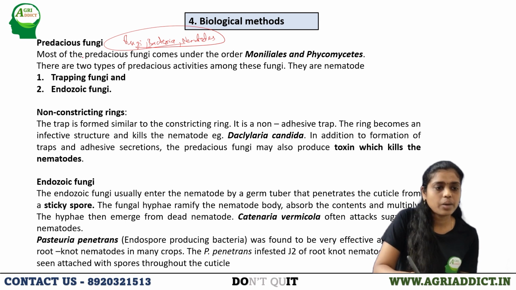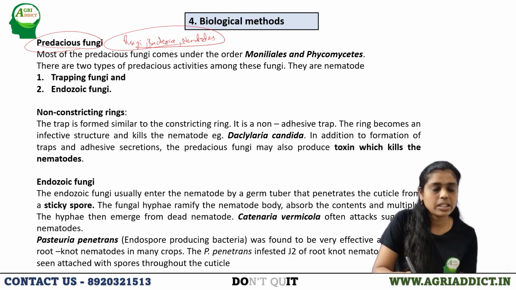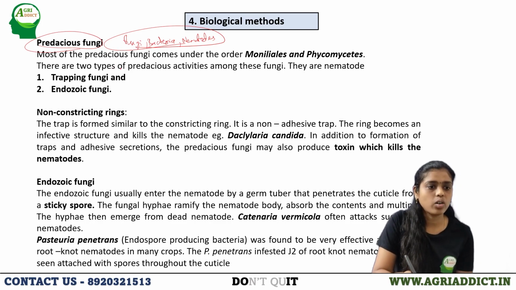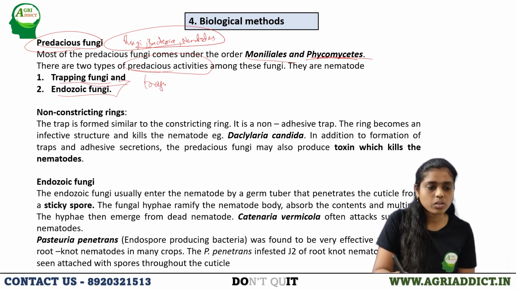Here the fungi are also called predaceous fungi, as they act as predators of nematodes. They mainly come under the orders Moniliales and Phycomycetes. There are mainly two types of predaceous activity shown by these fungi: trapping fungi and endozoic fungi. Trapping fungi mainly trap the nematode.